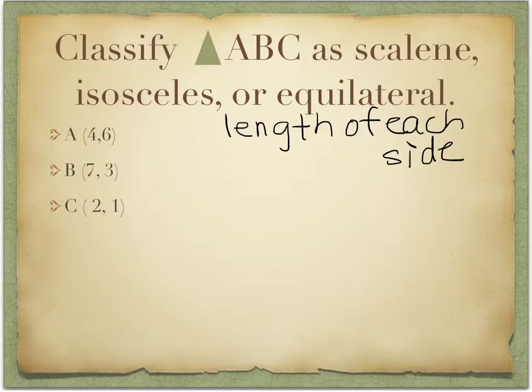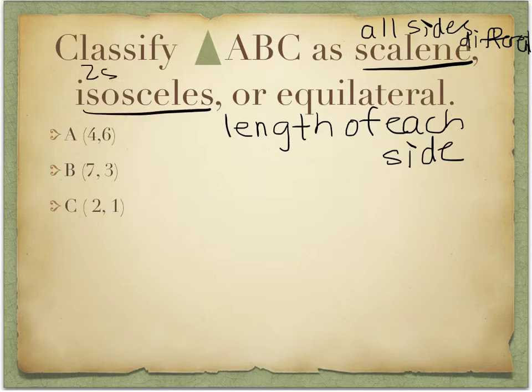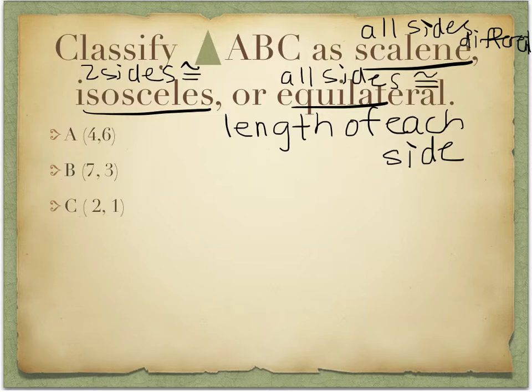So in order to determine if it's scalene, which meant all sides different lengths, or isosceles, which meant two sides equal or congruent, or equilateral, that was all sides congruent, we need to know how long the sides are. So we're going to find the distance between AB, and then find the distance between BC, and then find the distance between AC. Because that's the only way we're going to know if it's a scalene, isosceles, or equilateral triangle.